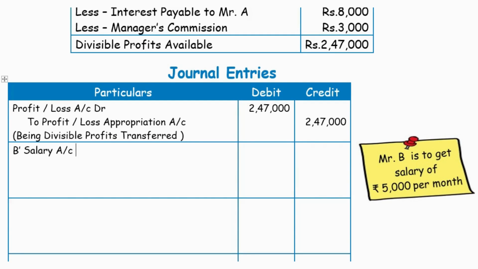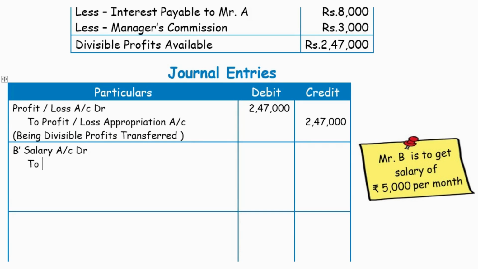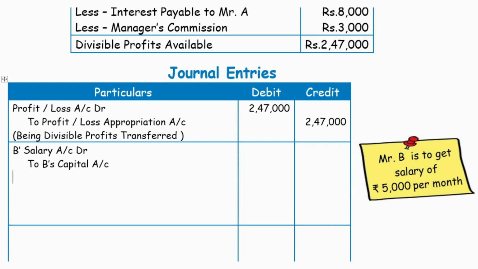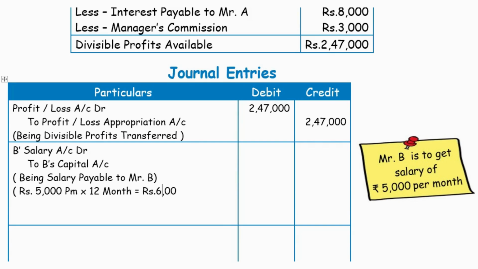Then next, partner B is entitled to a salary, and any partner who is to receive money from the business will be receiving the money through his capital account. So Mr. B is entitled to a salary payable to Mr. B. All the journals should be supported by adequate narration. Narration writing is very important. And this partner gets a salary of rupees 5,000 per month. So for 12 months he is entitled to a salary of 60,000 rupees.